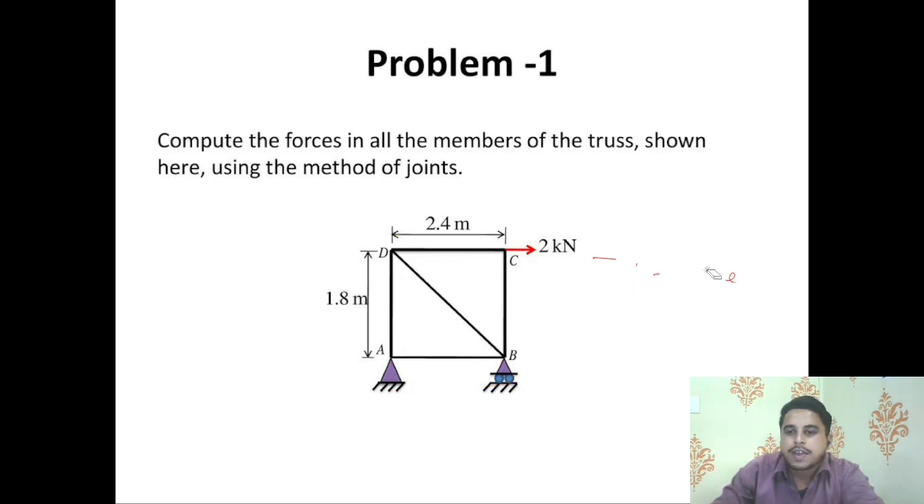There are some given data you can see here. The breadth or depth of this mechanism is 1.8 meter and the length is 2.4 meter. We don't know the length of this diagonal. We can find it by using trigonometry. We will find it on proceeding. So let's move to the method of joint calculation process.